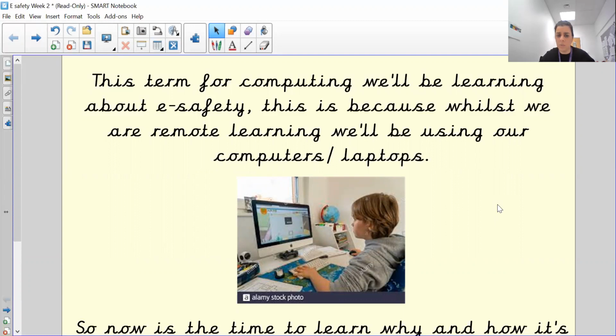We're using Teams where you can all communicate with each other. So we're going through the rules of that and what we need to make sure we're being careful not to do.